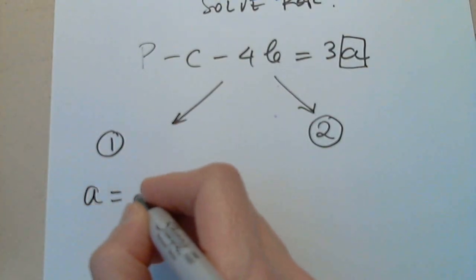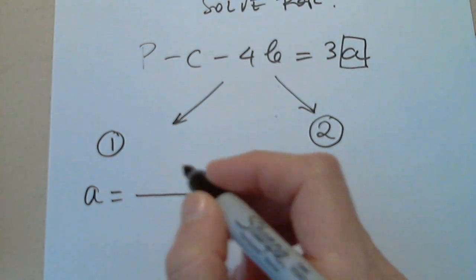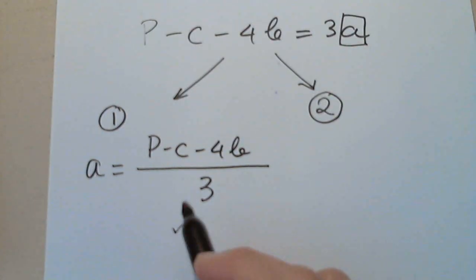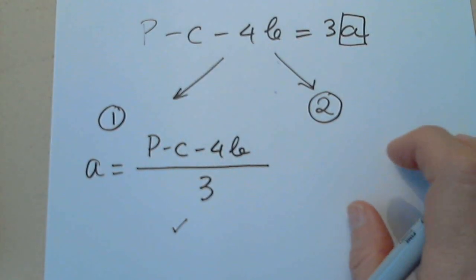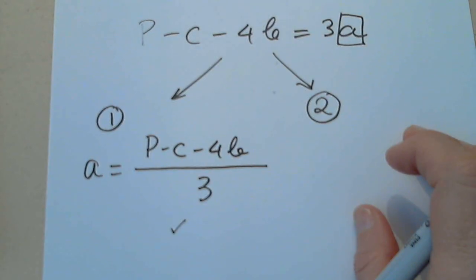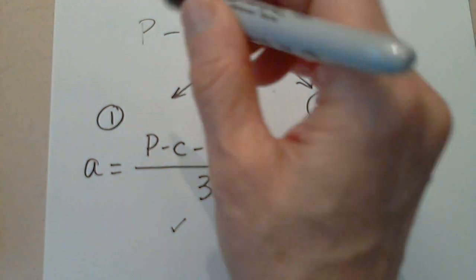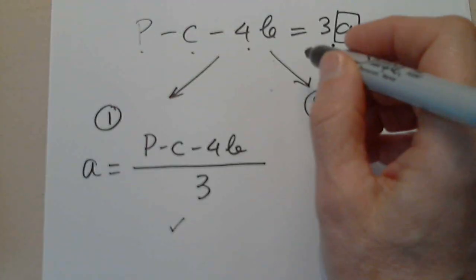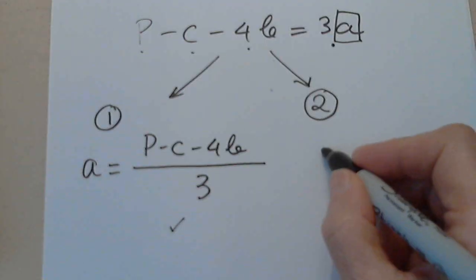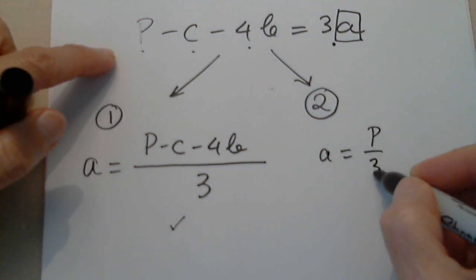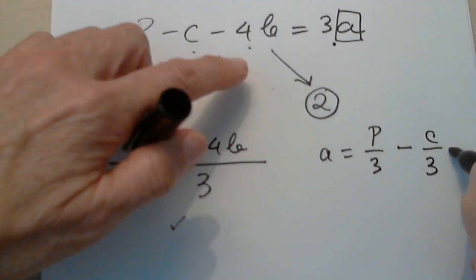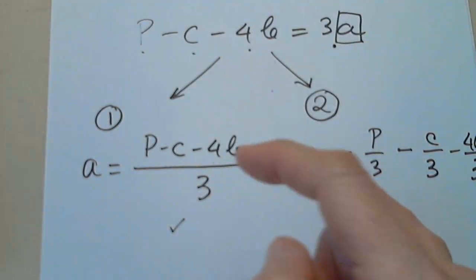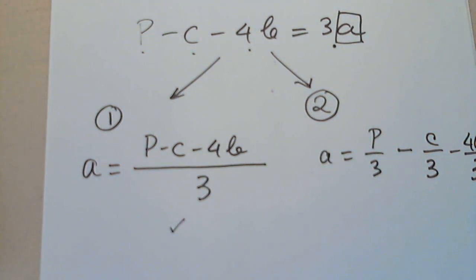One option is this: P minus C minus 4B, all over 3, which is good. But this is better in other situations. Divide each and every term by 3. Not write a long fraction line and put 3 in the denominator. No, just write it as P over 3 minus C over 3 minus 4B over 3. You will see we will have to use both in different situations.